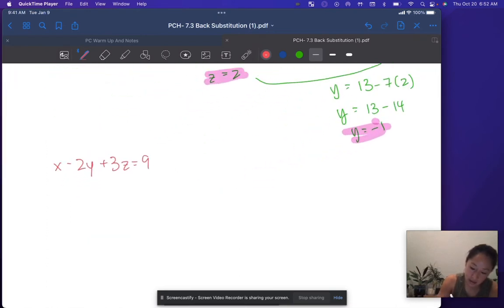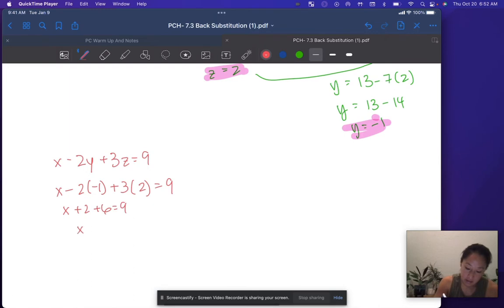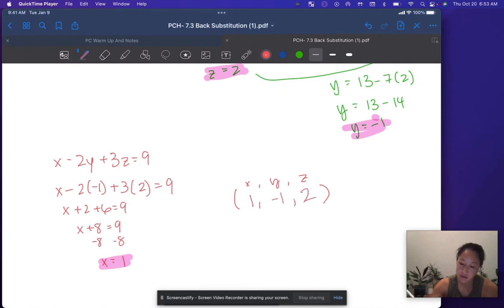And I know that y is equal to negative 1 plus 3 times 2 is equal to 9. Now we just isolate the x. x plus 2 plus 6 is equal to 9. So x plus 8 is equal to 9, minus 8, minus 8. x is equal to 1. So now I have the ordered pair x, y, and z, of 1, -1, and 2.